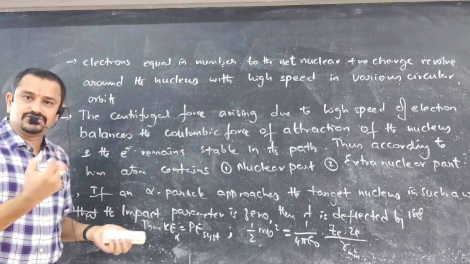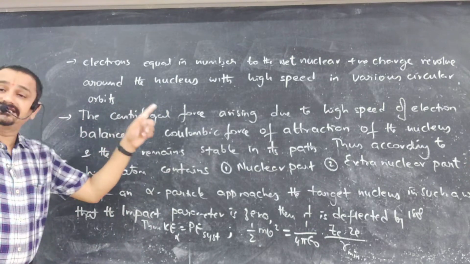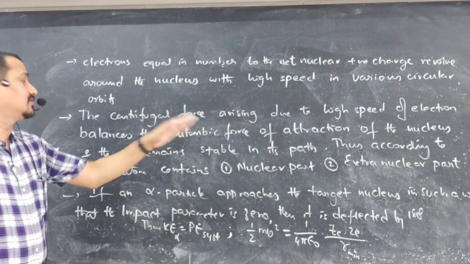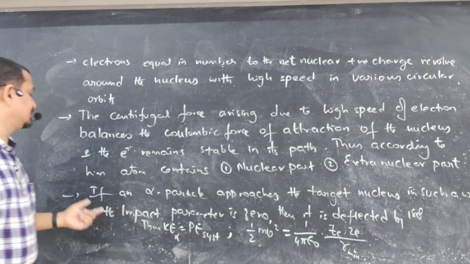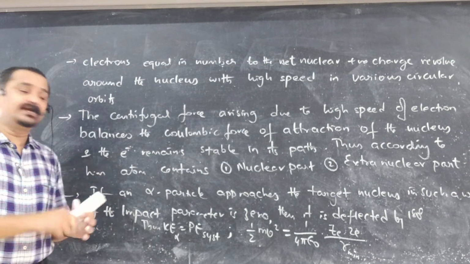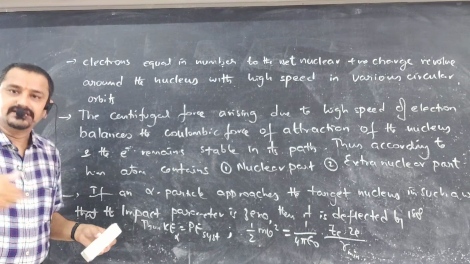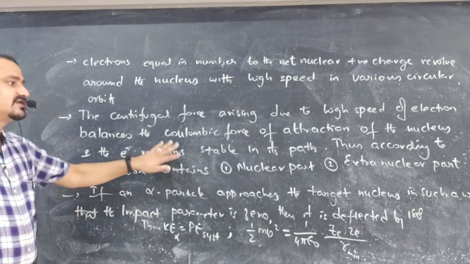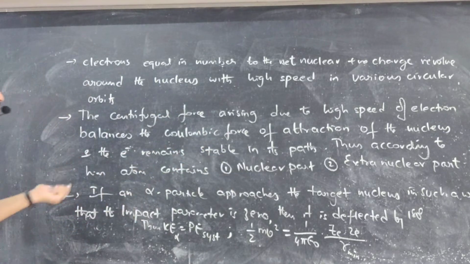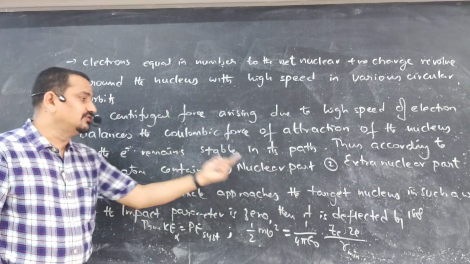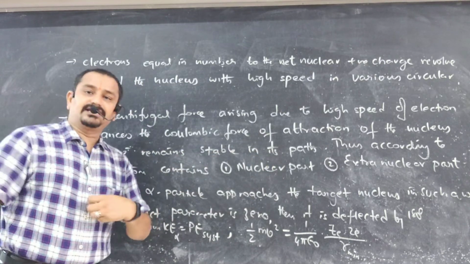The nucleus shows some attraction on the electron. The centrifugal force arising due to the high speed of the moving electron balances the Coulombic force of attraction of the nucleus, and the electron remains stable in its path. Stably, it moves around the nucleus in its path. This was postulated by Rutherford. Thus, according to Rutherford, an atom contains a nuclear part and an extranuclear part.